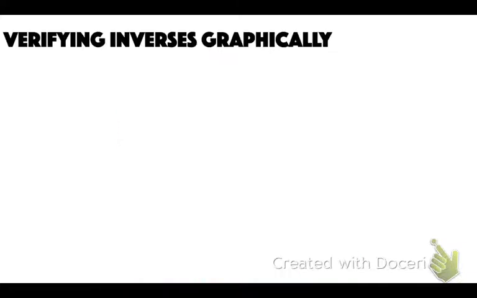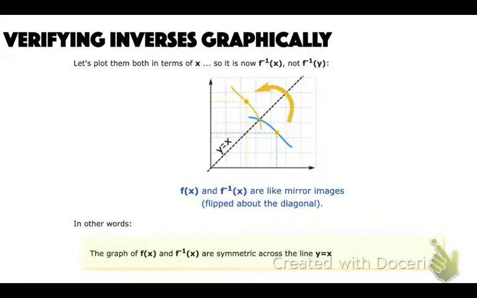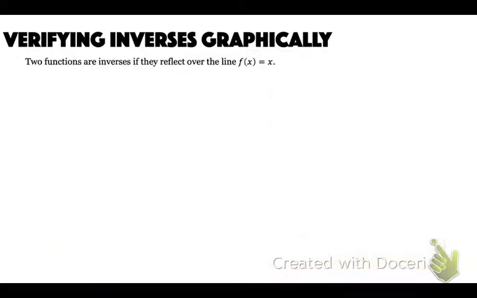Okay, so verifying inverses graphically. We've talked about this, but the graph of f of x and f inverse of x are symmetric across the line y equals x. So that means that they are mirror images over that line. In order to verify if two functions are inverses graphically, you just verify that they reflect over the line y equals x.